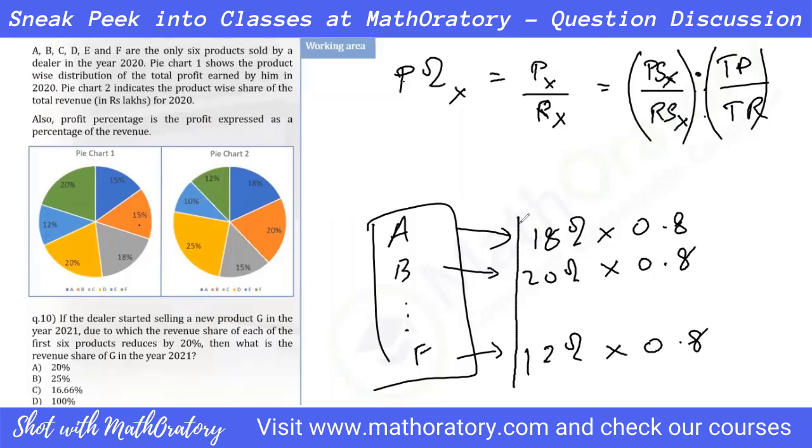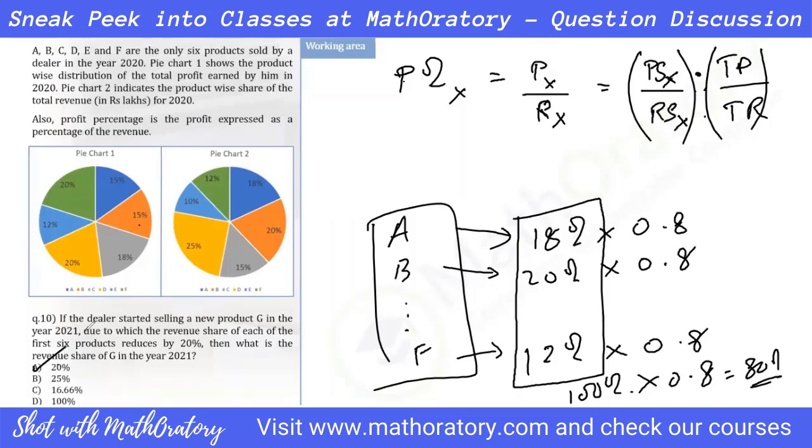I mean, this total thing that we had for A to F, I don't have to calculate that, right? Because this net total was anyhow 100% in the previous year, because that is how the share thing works, right? So 100% into 0.8 if I do, that gives me 80% for A to F combined. So for A to F combined in the year 2021, we have a revenue share of 80%. So whatever is remaining is for G. So that should be 20% again. So option A should be the answer for this one.